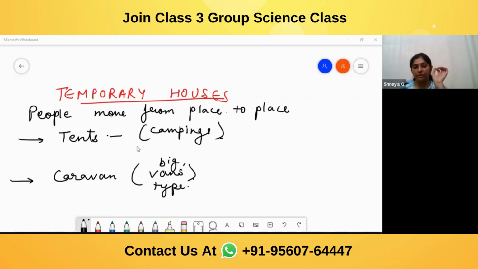Picture is very important, okay? So when you are revising, just focus on the pictures, which type of picture is there, because you might have to recognize the house.